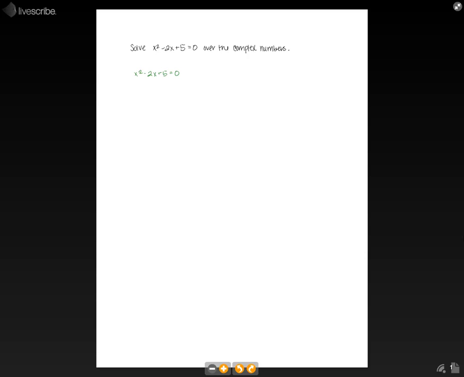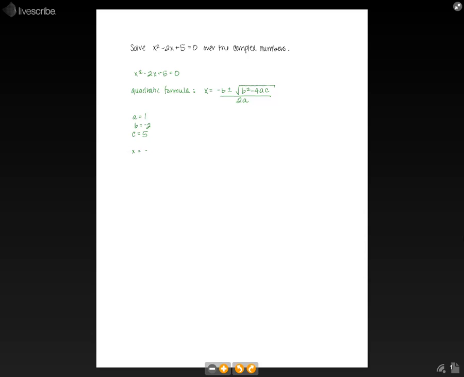But since it says we're going to be working with complex numbers here, we know we're not going to be able to factor. So let's use the quadratic formula. So the quadratic formula is this. X equals negative b plus or minus the square root of b squared minus 4ac all over 2a. So in our case, a is going to be equal to 1, since that's the coefficient of x squared. B is going to be negative 2, since that's the coefficient of x. And c is going to be equal to 5, which is the constant. So let's plug those in.